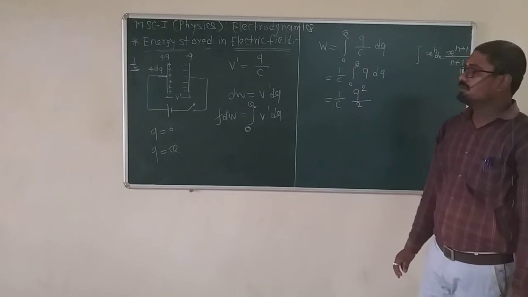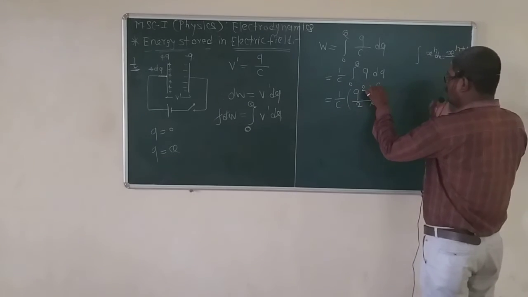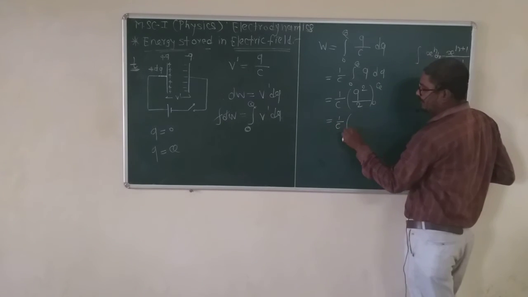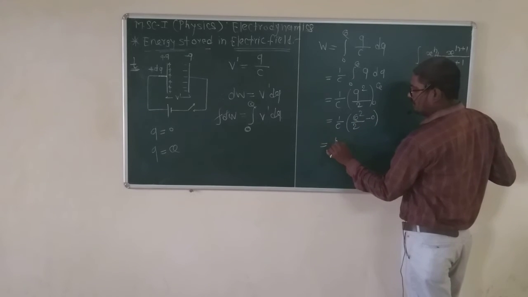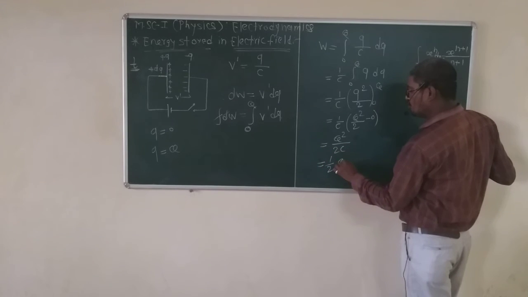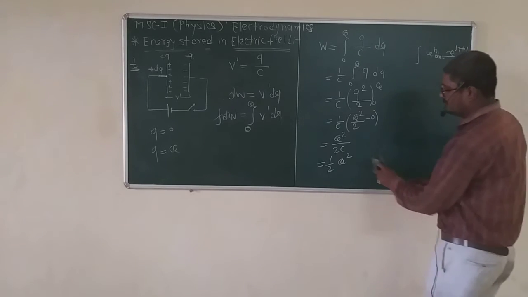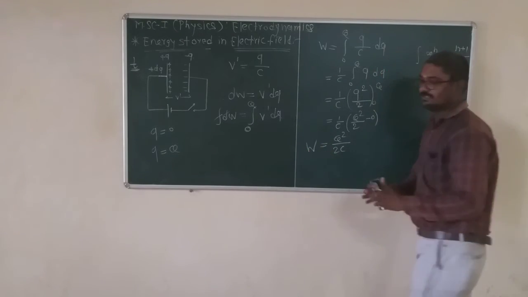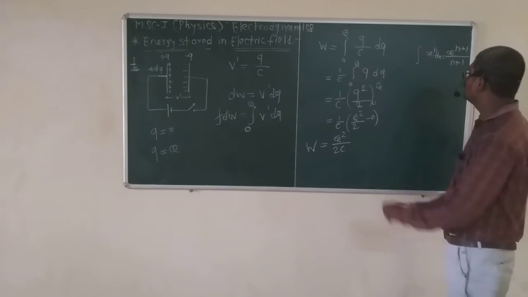1 upon C, q square divided by 2, with limit 0 to Q, is equal to 1 upon C times upper limit minus lower limit. Upper limit is q square divided by 2, lower limit is 0, and therefore Q square divided by 2C, which is 1 by 2 Q square upon C. This work done, W, is equal to Q square divided by 2C.